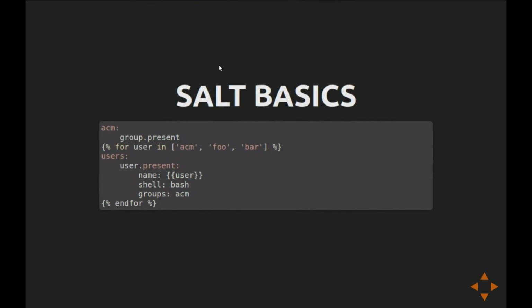This is how we would express the same code that we saw earlier for creating the ACM user with the foo and bar users. So acm group.present. So this is saying for the ACM group, ensure that they're present. And then for users, we're going to ensure that each of these three users is present. So it's a little bit of a simpler interface. If you're familiar at all with Jinja, this will make a lot of sense and be very familiar and comfortable for you.